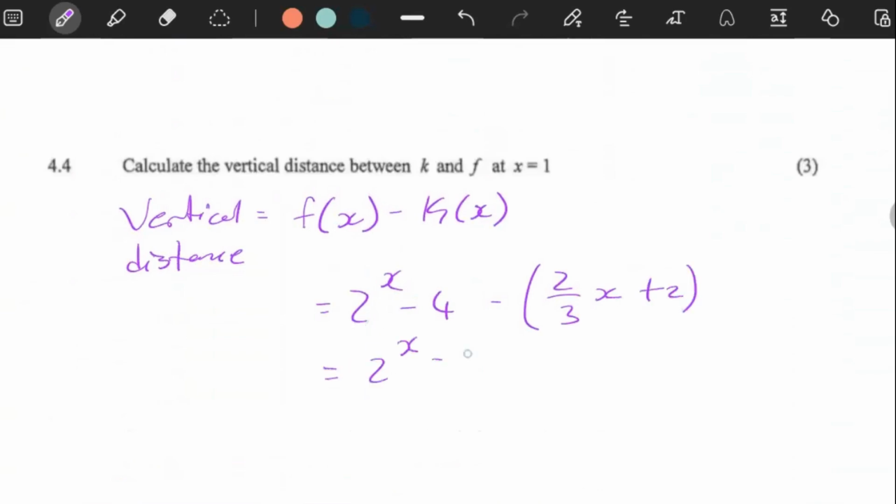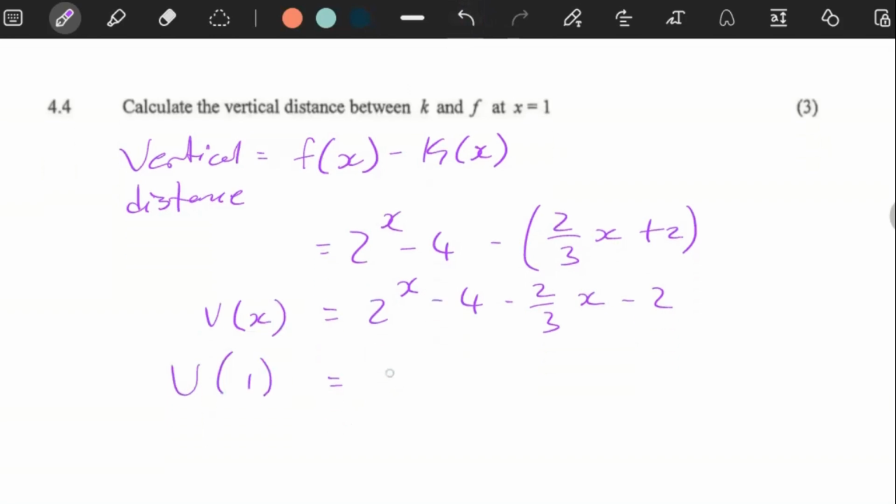2 to the power of x minus 4. If you multiply inside, you're going to have -2 over 3x, -2 here. Now, solving for x here may not be the easiest thing to do. But fortunately, remember we said all you have to do is your vertical distance. You're going to have to throw in 1 where x is. So wherever x is, you're going to throw in a 1 over there.